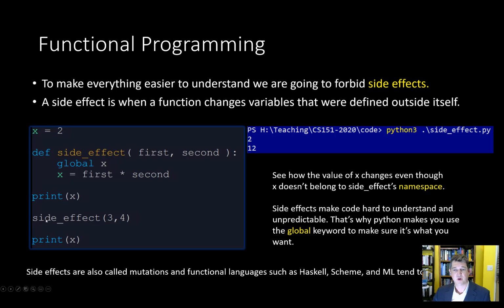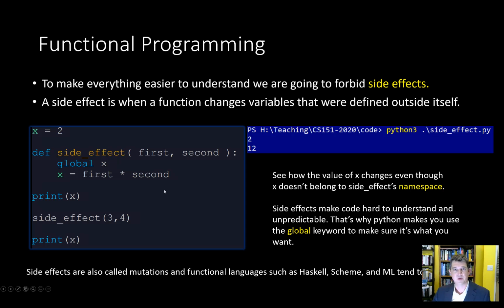If we run the function side effect on, for example, 3 and 4, and then print x, we're going to get this output. So at first, here where we see print x, it's equal to 2. When we run side effect, it now sets x to be 12. So when we print it, it's 12. So we modified a variable that was not in the scope, not in the namespace of the side effect function. So in general, that's considered to be poor programming.